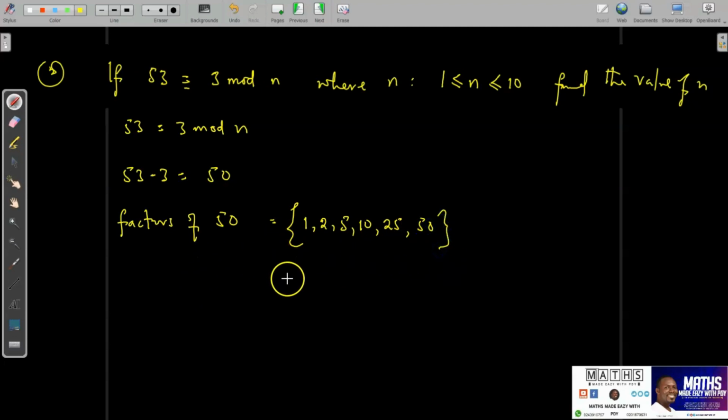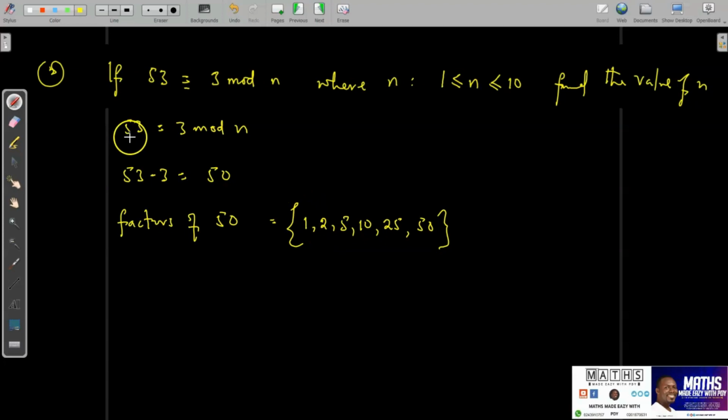So now let us test. If you are working in mod 1, what will be the remainder? Meaning 53 divided by 1. The answer is still 53. So there will be a remainder of what? 0. Good.